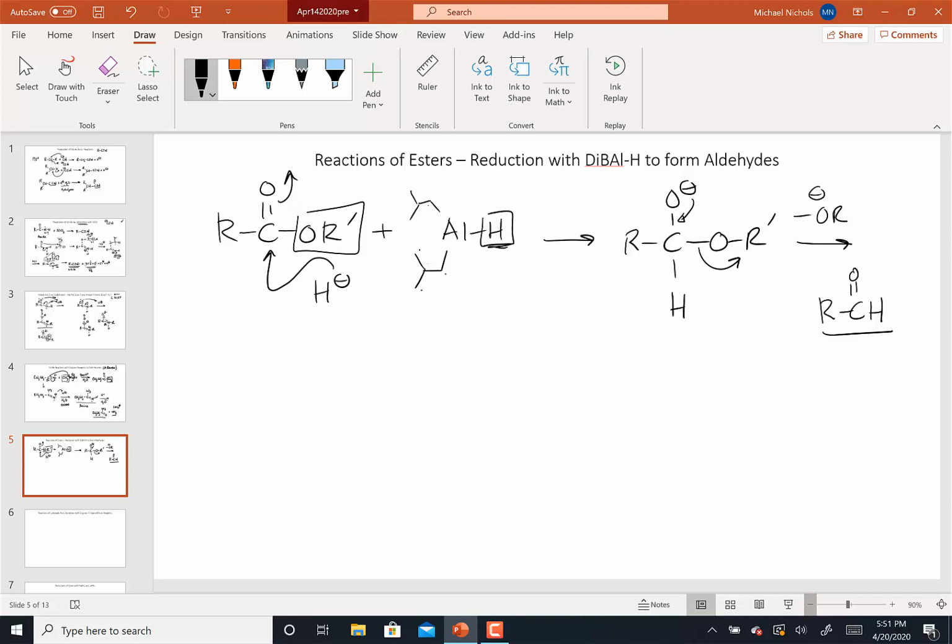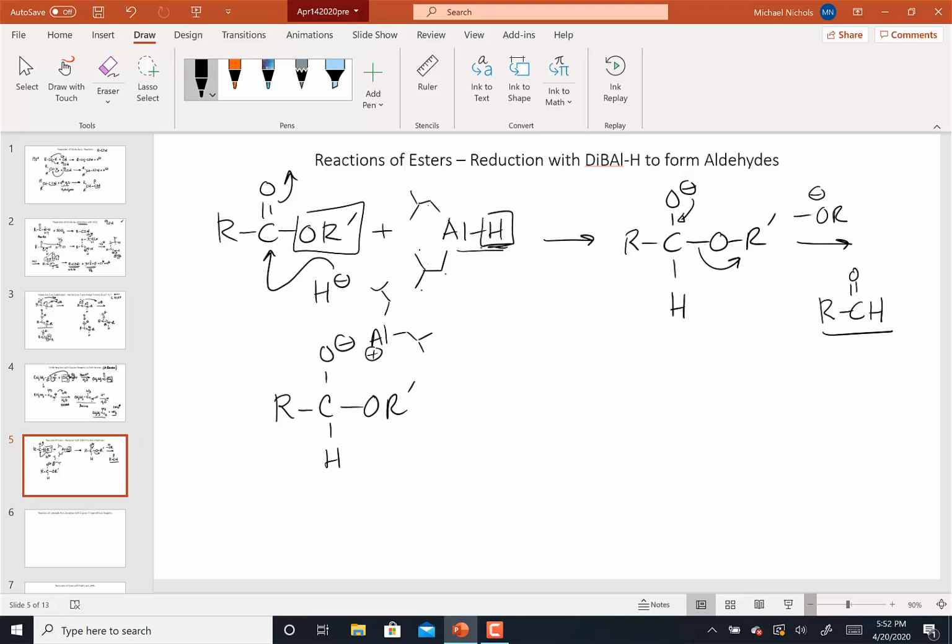That's pretty unlikely, except you're going to get help in this, because what's going to happen is that when I have my O minus up here and my OR group down there, if you take this aluminum hydride molecule and you lose H plus, the counter ion for that is going to be the diisobutyl aluminum with the plus charge.